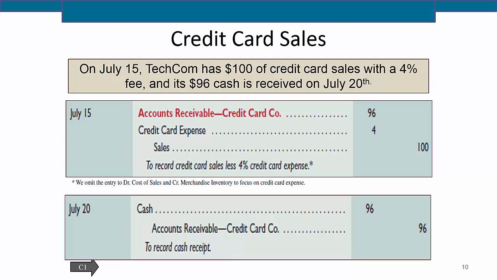The first entry on the date of sale is a credit to sales for the entire amount of the sale of $100. However, the debit to accounts receivable is only for $96, which represents how much cash TechCom will collect from the credit card company. The $4 fee is also recorded at the date of sale under the matching principle. This is important. In this case, the fee is recorded as a debit of $4 to credit card expense. The $4 fee is what TechCom must pay for allowing customers to use the third-party credit card. When cash is later received from the credit card company, the entry is to debit cash and credit accounts receivable for $96. Your homework includes a couple exercises related to credit card sales, and you will be expected to know the process for the exam.